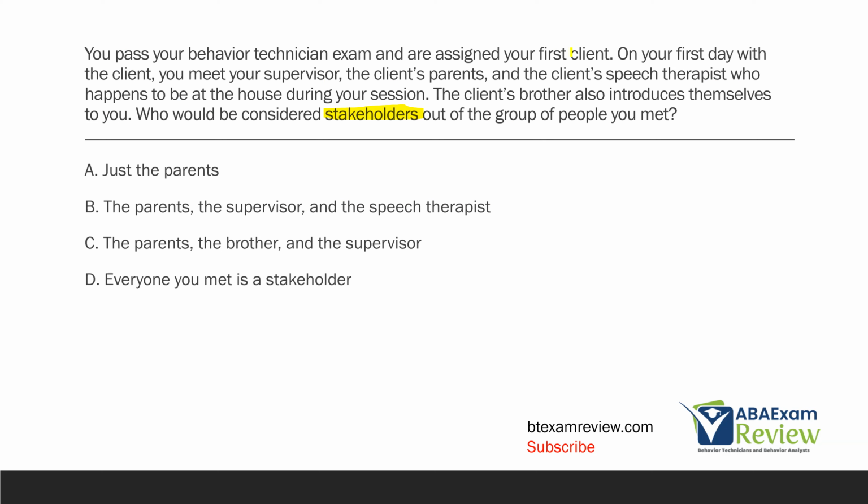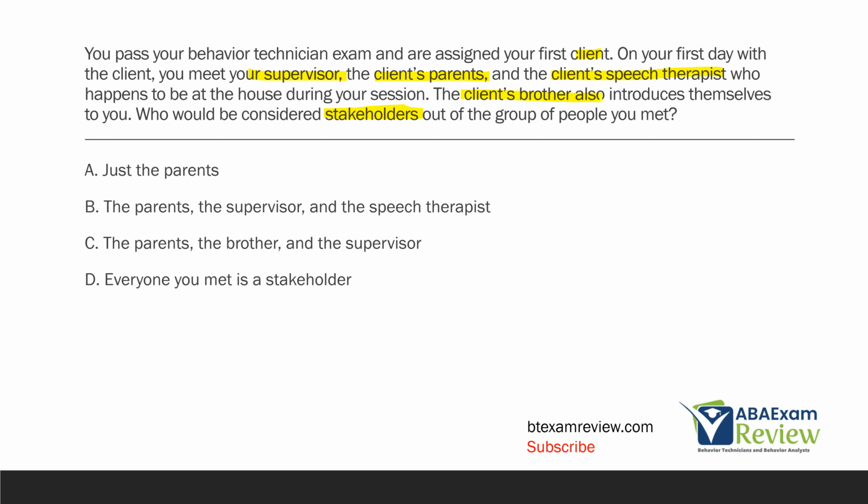So you, as a technician, get a client, you meet your supervisor. Well, does the supervisor have a stake in the client's outcome? Absolutely. The supervisor is absolutely a stakeholder. What about the client's parents? Well, sure, they're probably the primary stakeholders. What about the client's speech therapist? Again, 100%, right? Because they have a formal interest in the outcome, okay? What about the client's brother? Certainly. All these people care about the outcome.